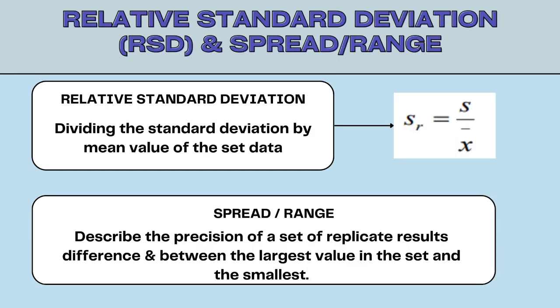Next, the relative standard deviation, RSD, and the spread or range. For the RSD, it is the standard deviation divided by the mean value of the data set. The formula is RSD equals s over the mean. Next is the spread or range. Spread or range describes the precision of a set of replicate results, as the difference between the largest value in the set and the smallest.